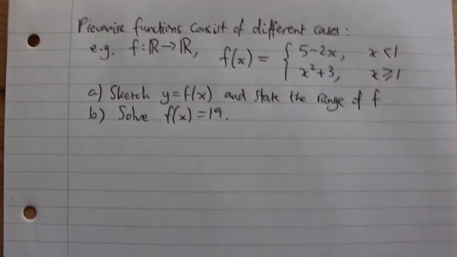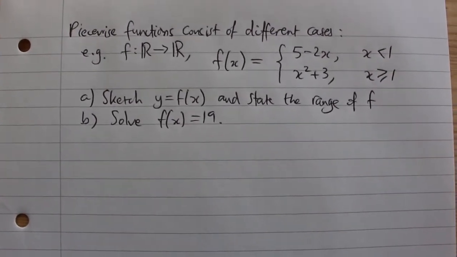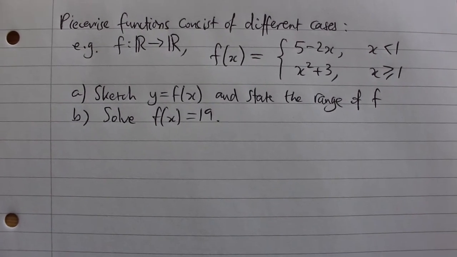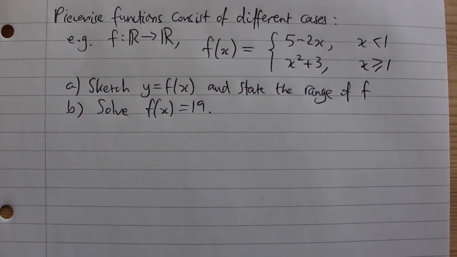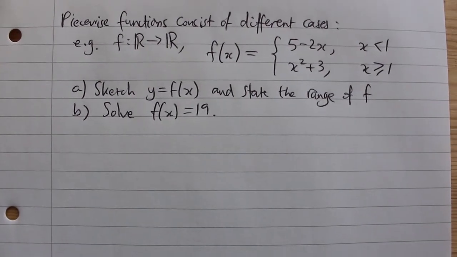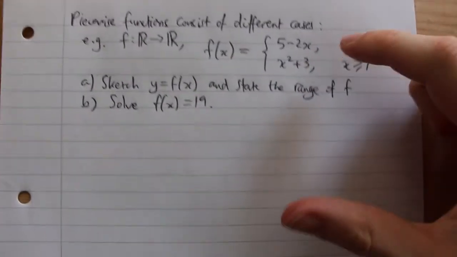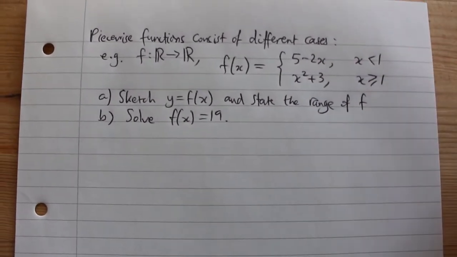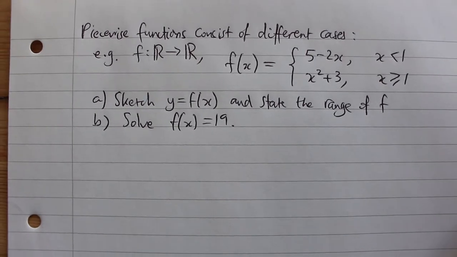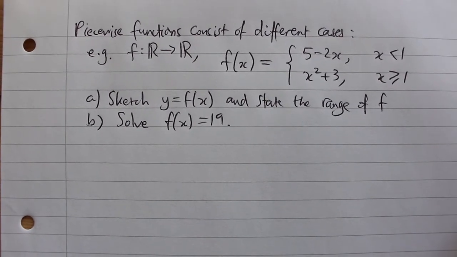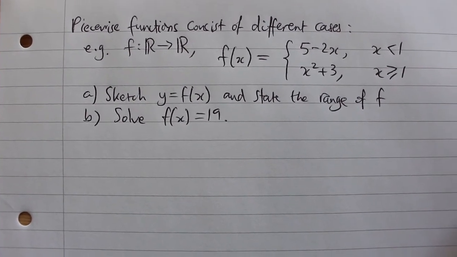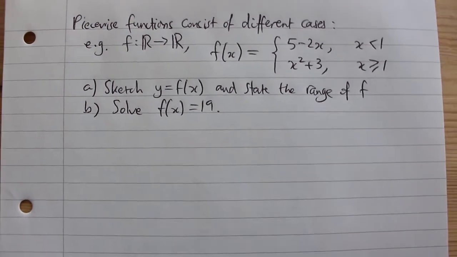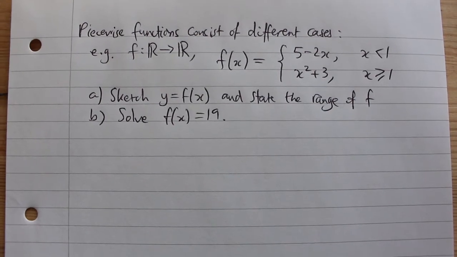Now we move on to piecewise functions. So a piecewise function consists of different cases that are specified. For example, consider this piecewise function from the real numbers to the real numbers, defined by these two different possible cases. When x is less than 1, we say that f of x is 5 minus 2x, and when x is greater or equal than 1, f of x is x squared plus 3. So we're asked to sketch y equals f of x and state the range of this function f.